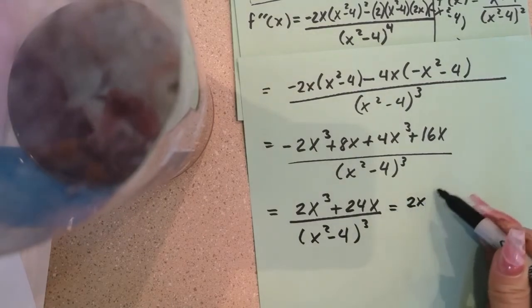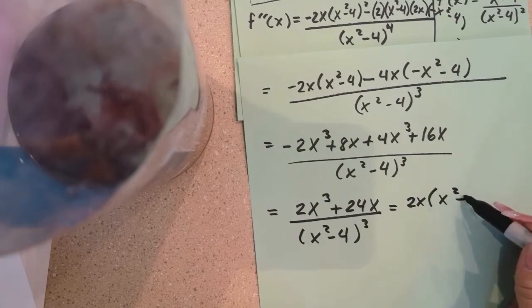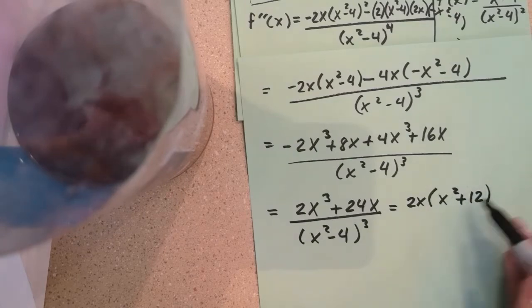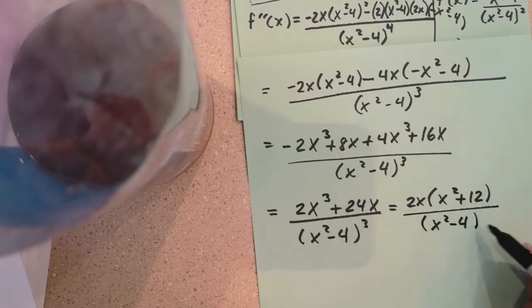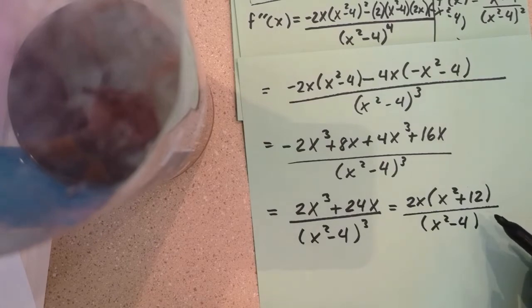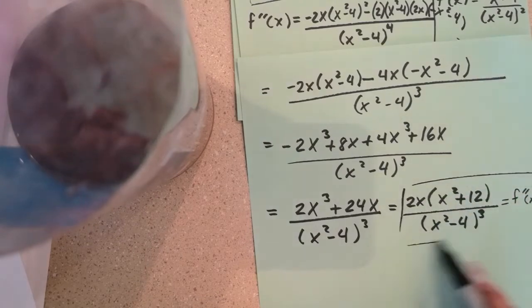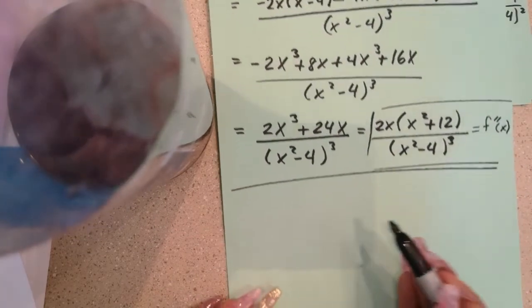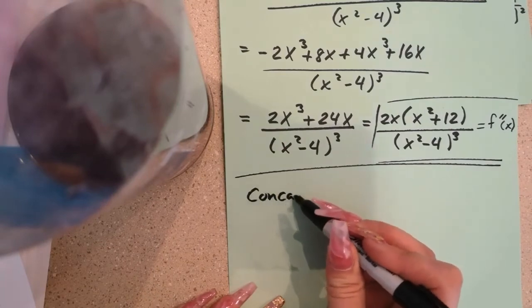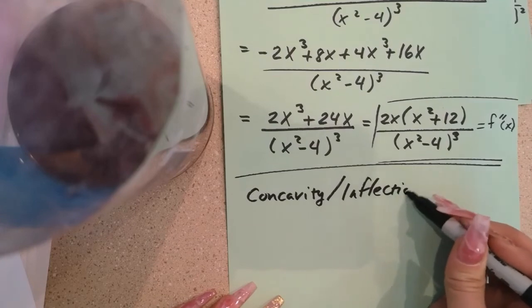Factor out 2x. That gives me x squared plus 12 over x squared minus 4 cubed. Okay, so that one was a little long, but now I have my second derivative. Okay, so then let's look at the question about concavity and inflection points.